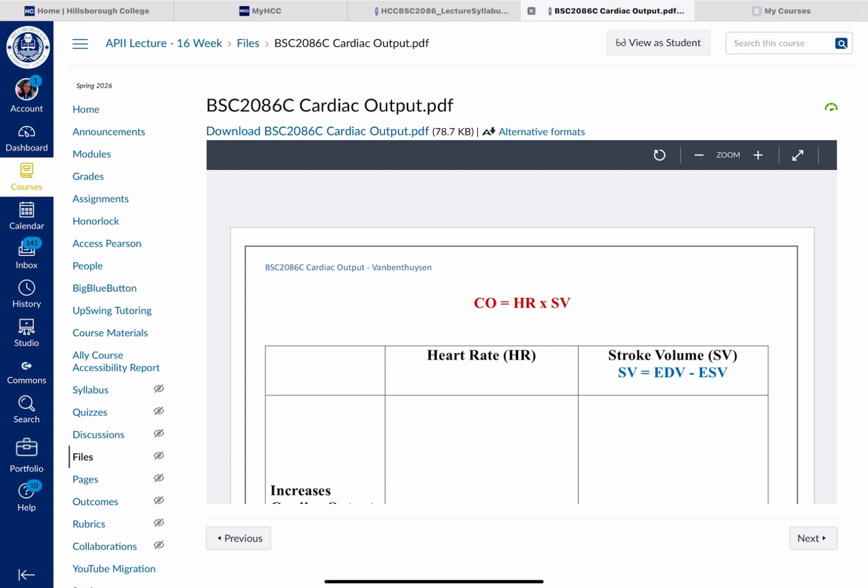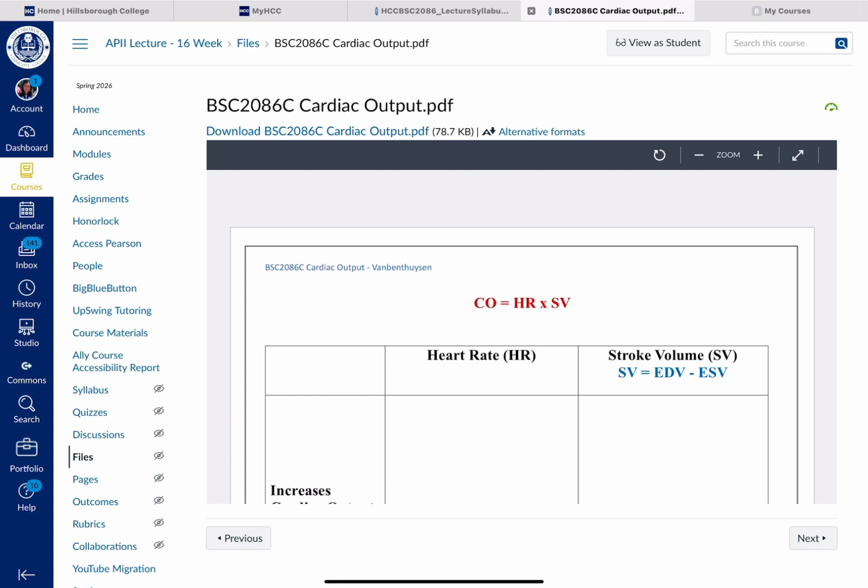So for example, if we look at the cardiac output, which is represented in red here, cardiac output is equal to heart rate times stroke volume. Looking at the formula in this manner shows us that heart rate is directly proportional to cardiac output, and stroke volume is directly proportional to cardiac output, because they're both in the numerator and there's no denominator. So what that means is if we increase heart rate, we increase cardiac output. If we increase stroke volume, we increase cardiac output. Or if we decrease heart rate or stroke volume, that will cause us to decrease cardiac output.